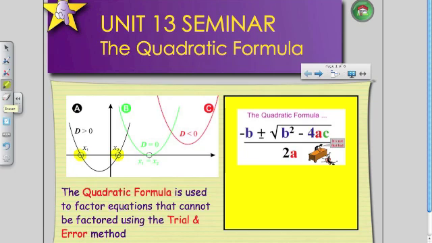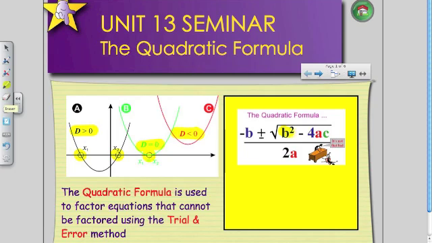For example, this is a quadratic function, but it's floating in mid-air. So this is a scenario where your d value is less than 0. And when d is equal to 0, we have 1 x-intercept. When d is greater than 0, you have 2 x-intercepts. However, I haven't mentioned what d represents.